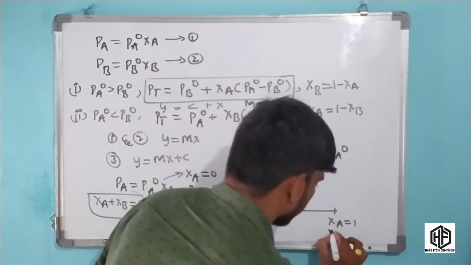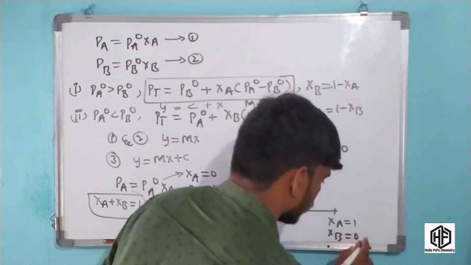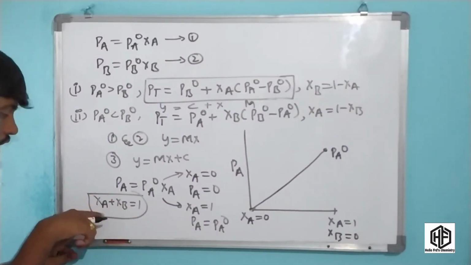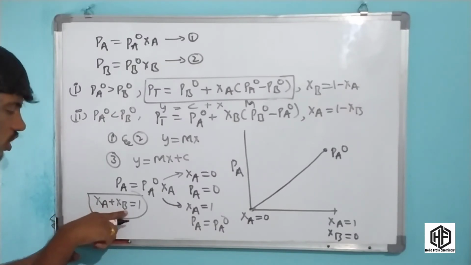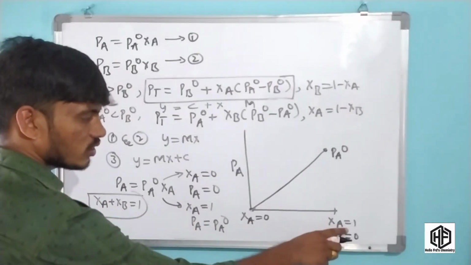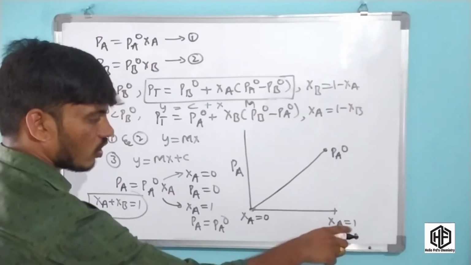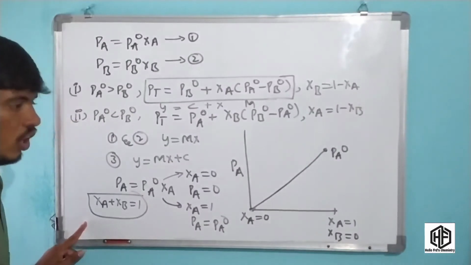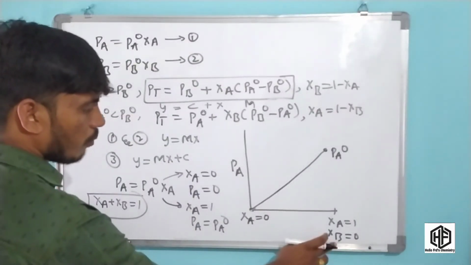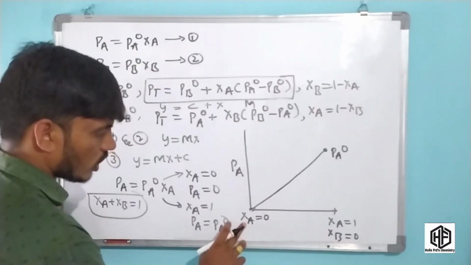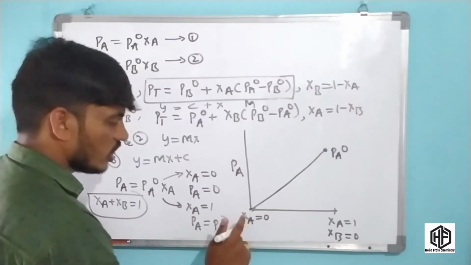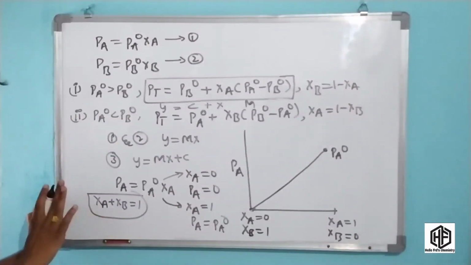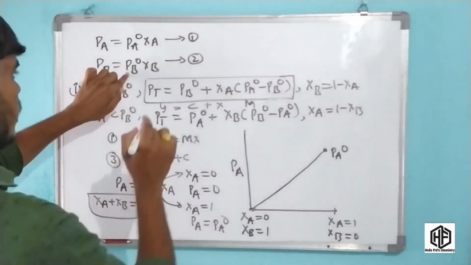Now, another equation, but suppose the zeta A value is 1. What happens, friends? In this case, the zeta B value is equal to 0, because zeta A plus zeta B, the mole fractions of the solute plus solvent, is equal to 1. In this case, the mole fraction of component A is 1 and the mole fraction of component B is 0. Suppose the zeta A value is equal to 0; in this case, the mole fraction of B is 1 because of this condition.